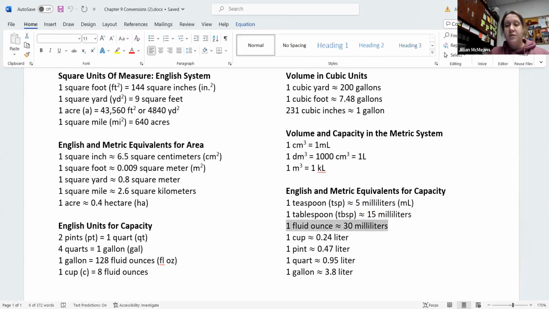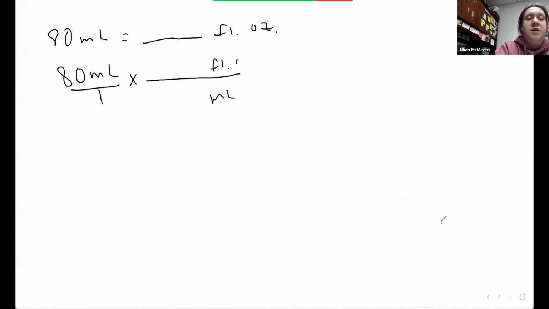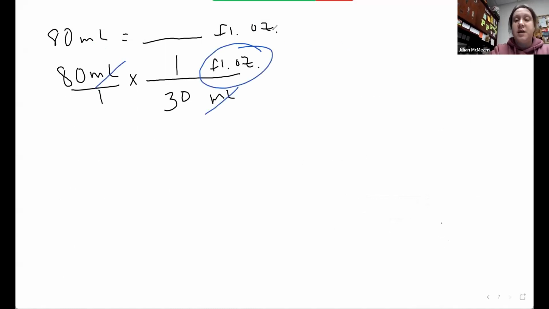So 1 fluid ounce is approximately 30 milliliters. So let's see, we have 80 milliliters. We'll just put that over 1. And I need to find a way to convert milliliters to fluid ounces. And remember, 1 fluid ounce is approximately 30 milliliters. So we're going to clean things up a little bit. Milliliters cancel. We're left with our desired unit in the numerator.